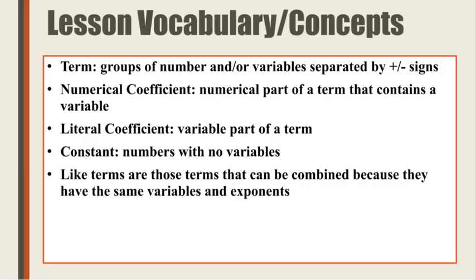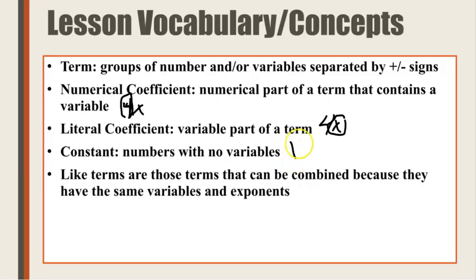Then we have numerical coefficients, and numerical coefficients are just the number part of a term that contains a variable. So if I said 4x, this would be a term. The 4 is the numerical part. That's the number part of the term. The literal coefficient is the variable part of that term. So if I said 4x, again, the x is the literal coefficient. And then constants are those terms that are just numbers, then there's no variables in it.